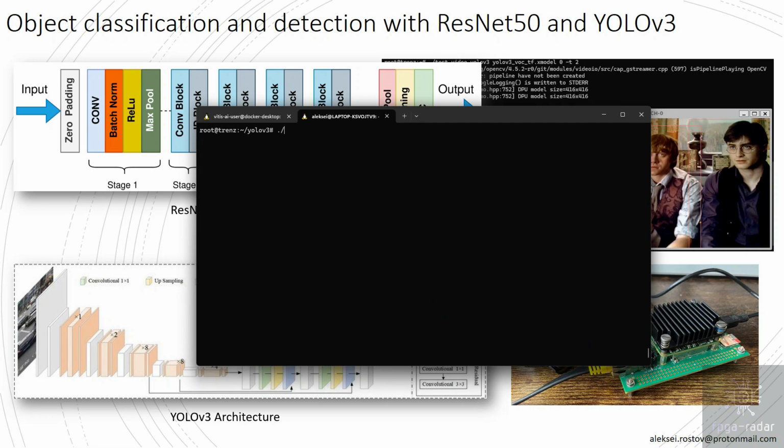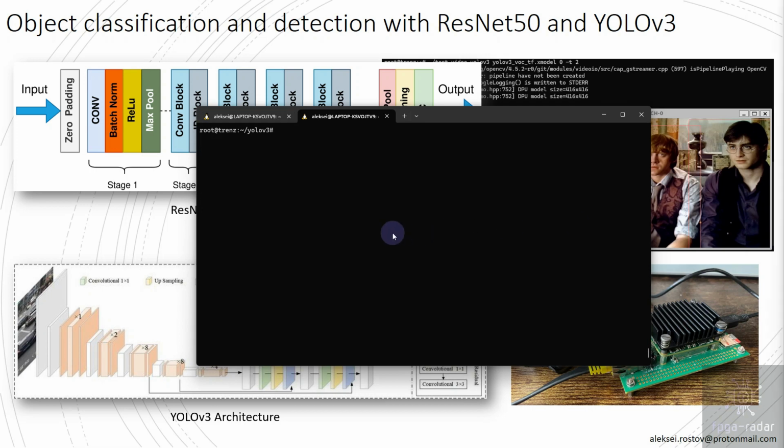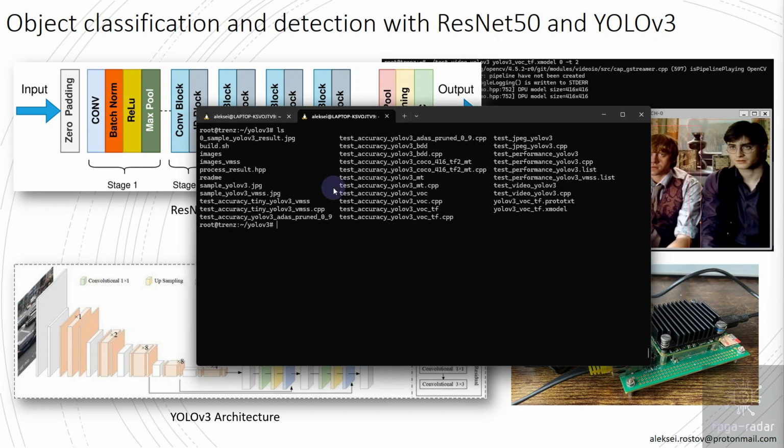Okay, test JPEG YOLOv3, then the YOLOv3 X model we will need, and the sample YOLOv3 JPEG. Okay, let's check. Okay, yeah, nice. It works, so at least we got no errors here, and we got some results here also. Let's check.